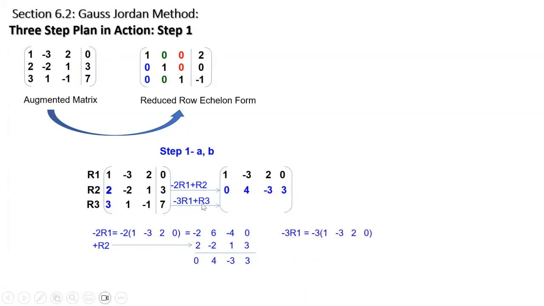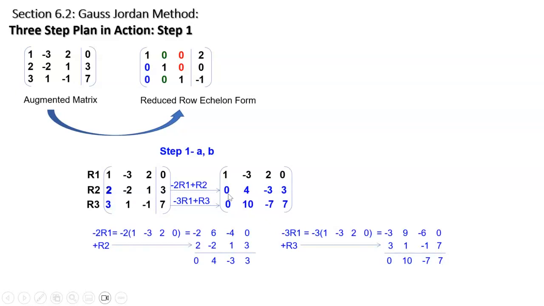Then I do the second part on step 1, right? So I multiply -3 times row 1. The result is -3, 9, -6, and 0. Then the row 3, we just bring it over, and then we execute the operation. It's going to give us 0, 10, -7, and 7. That's my new equation number 3, or row 3.